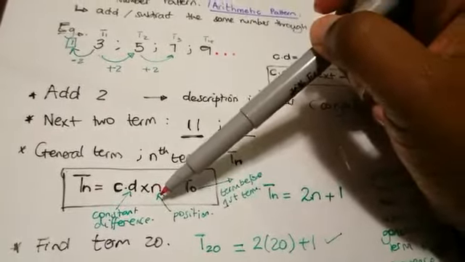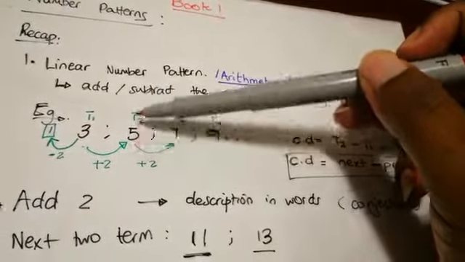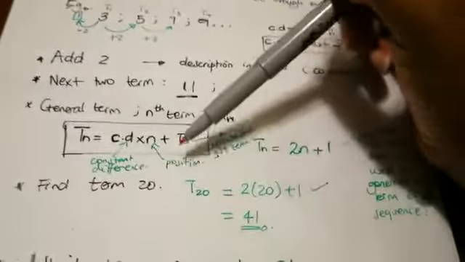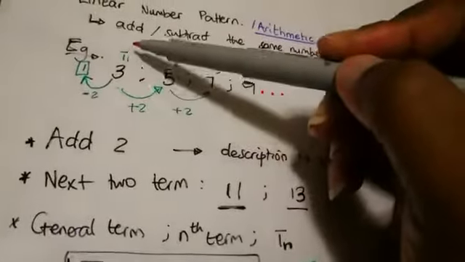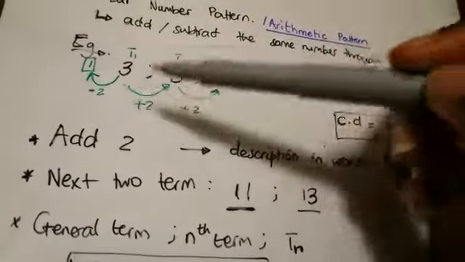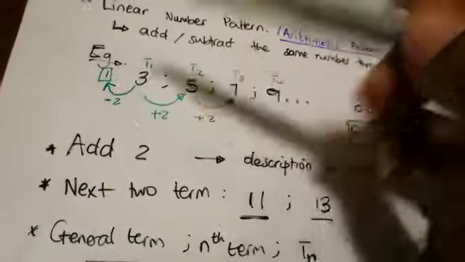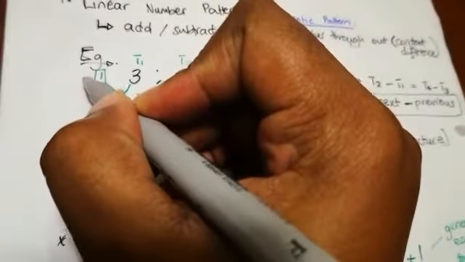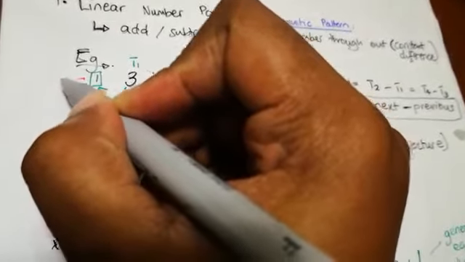n stands for the position. Like here, n would be 2 because this is in position number 2. And then T0 is the term before term 1. In this case, you can see term 1 is 3. To find term 0, which is this one that I've written in a block, this one is your term 0. This is T0.